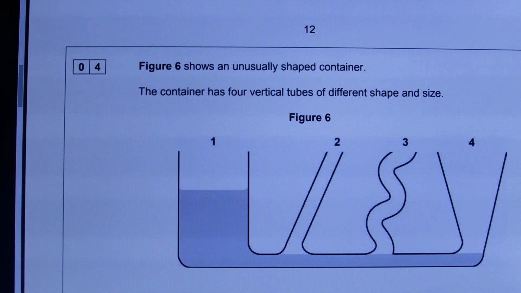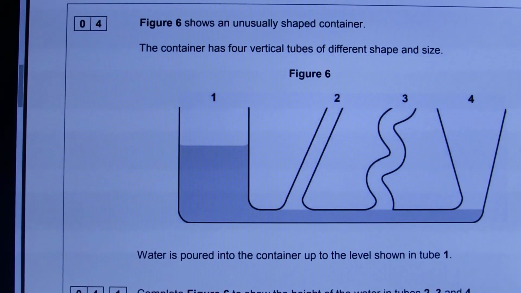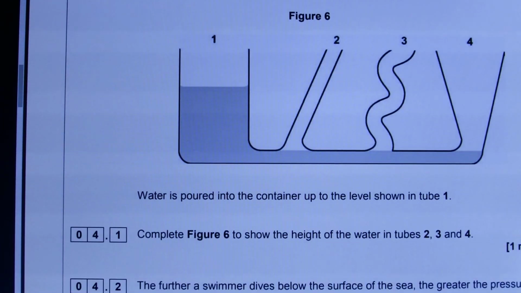Figure 6 shows an unusually shaped container. Oh god, the fluffs are going to love this. The container has 4 vertical tubes of different shape and size. Vertical? I'm sorry, but tube 2 doesn't look very vertical to me. Now there's 3. It's got a bit of a rightward trend as well. Water is poured into the container up to the level shown in tube 1. Complete figure 6 to show the height of the water in tubes 2, 3 and 4. 1 mark.